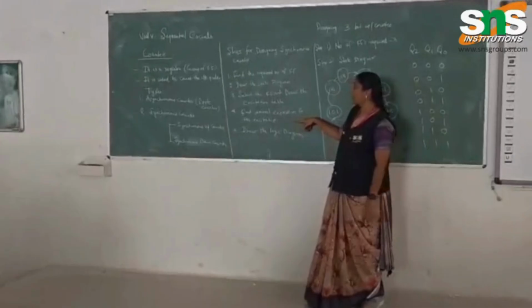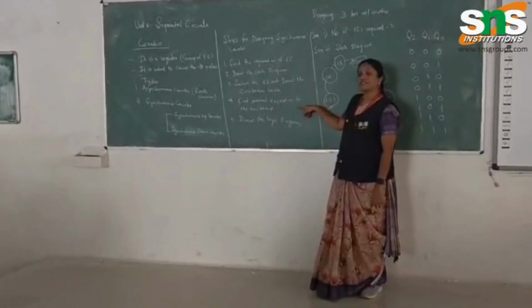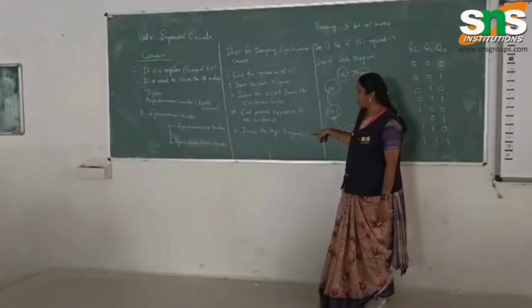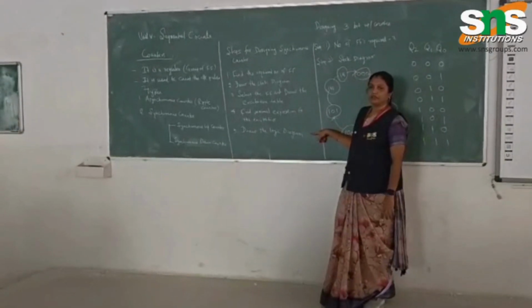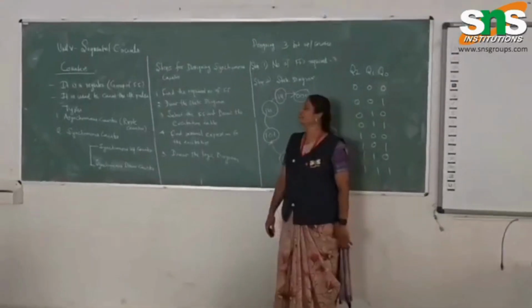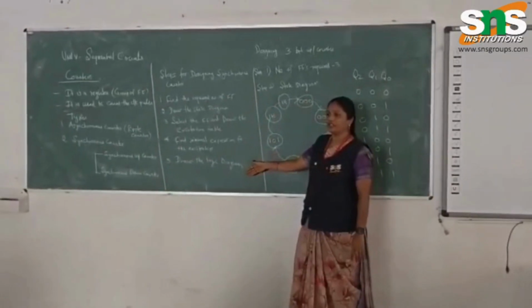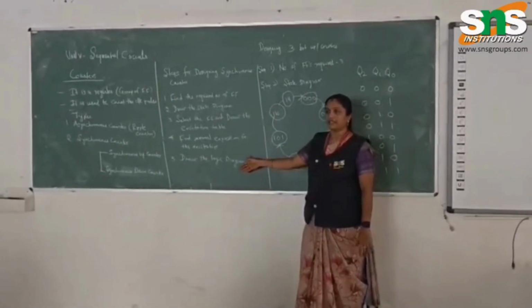The fourth step is to find the minimal expression for the excitation. And the last step is to draw the logical diagram. So these are the basic steps for designing the counter. There are 5 steps.